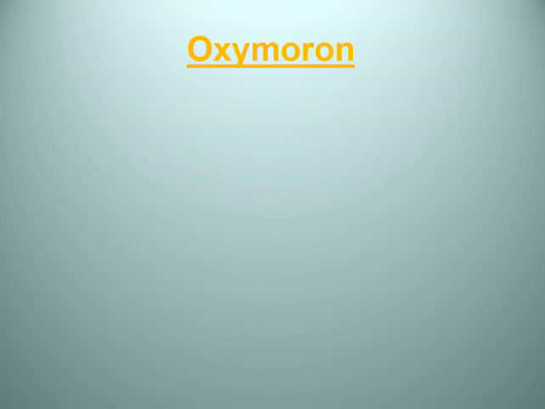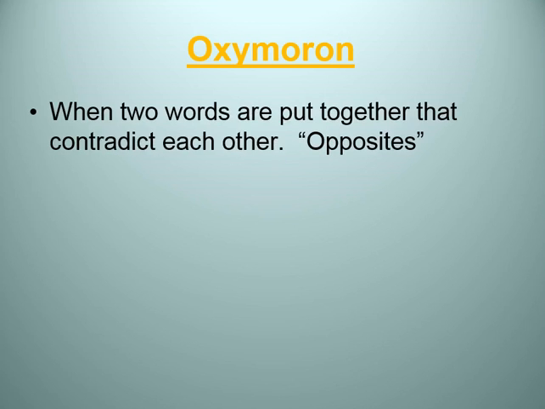And now I have an oxymoron. Okay, and I know you're laughing at that word, but an oxymoron is when two words are put together that contradict each other or they're opposites. So they shouldn't really go together, but we still put them together anyway. Like jumbo shrimp. Jumbo is really large, shrimp is really small. So these are opposites, but we call them jumbo shrimp, that's an oxymoron.